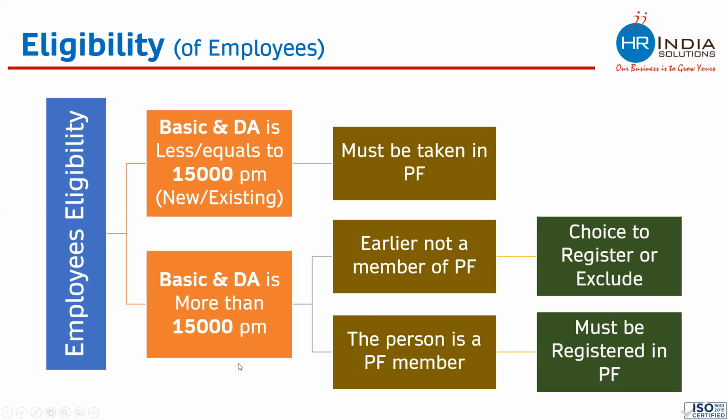If his basic and DA is more than 15,000 per month and he is being employed after September 2014, in that situation, that employee will not be given the pension benefits, right? That employee will be registered in PF, but there will be no contribution made to his pension fund. He will only get the PF benefits, not the pension benefit. That thing we will discuss in detail in the coming slides, right? So till now in the eligibility criteria, if you are having any question, please ask.